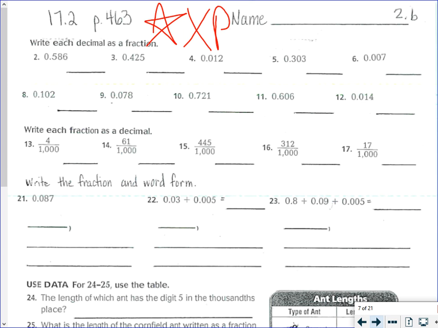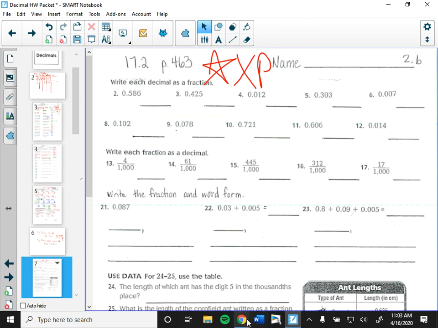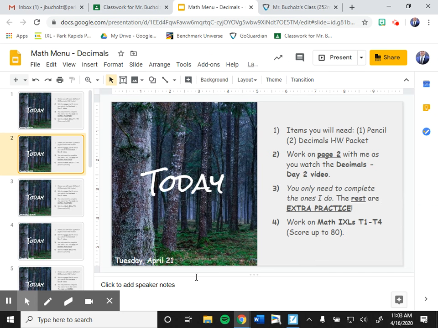After you finish this, make sure you finish that. Make sure you get done with your IXLs from yesterday and the day before. Those would be T1 through T4. So T1 through T4, make sure you finish those.